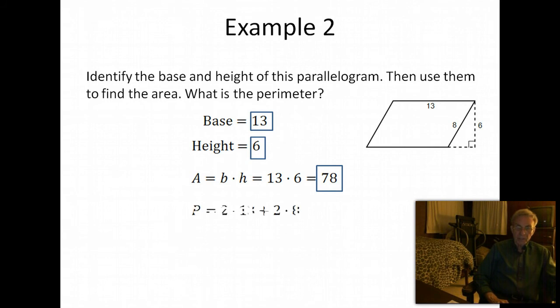All right, the perimeter, we calculate just like we did in the previous example. We have two lengths that are 13 and two lengths that are 8. So 2 times 13 plus 2 times 8 gives us 26 plus 16 equals 42.